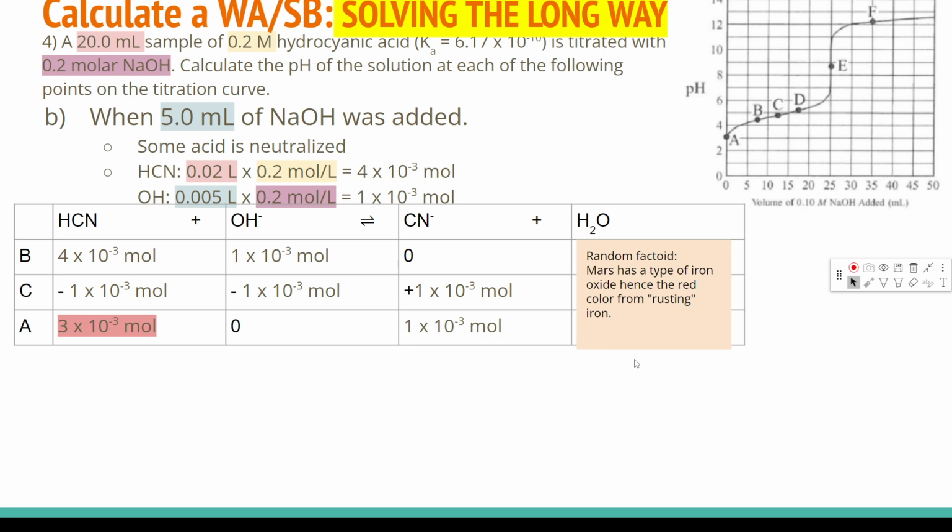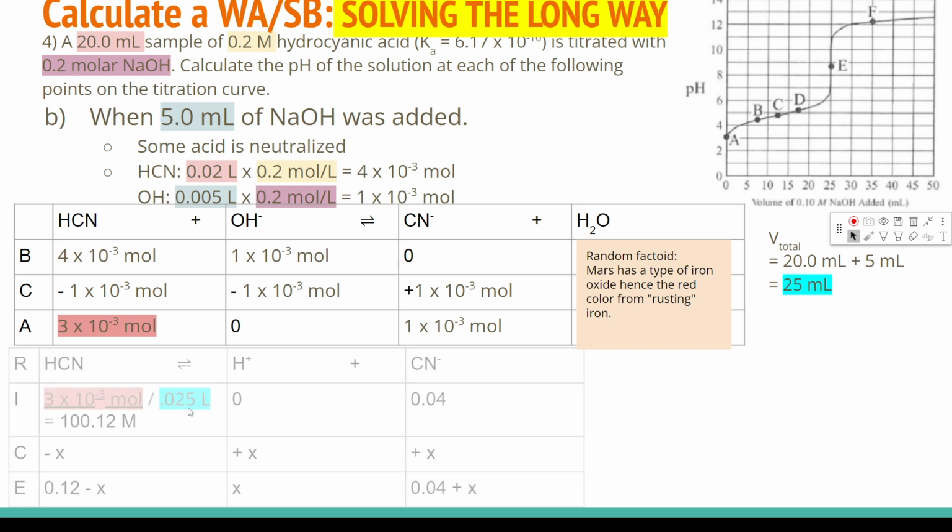And so I'm going to go ahead and get my new volume. Just like with the previous example, we have to get our total volume. Our total volume is the 20 mL from the analyte, and then the 5 mL from the titrant, the NaOH. And so my new volume in the flask is currently 25 milliliters. And so I'm going to use that in my RICE table.